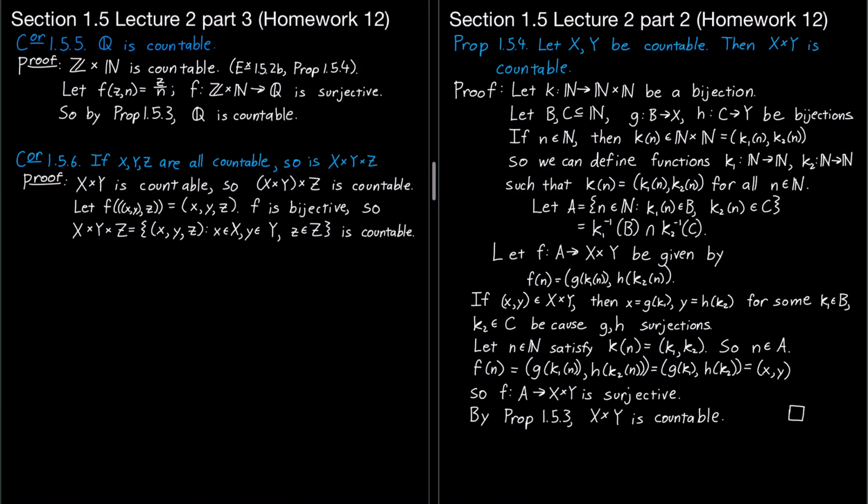And I'm not going to write it down, the statement's in your book, but you don't have to stop at 3: X cross Y cross Z cross W, X cross Y cross Z cross W cross U. Any finite number of countable sets, you can take the Cartesian product and get a countable set.